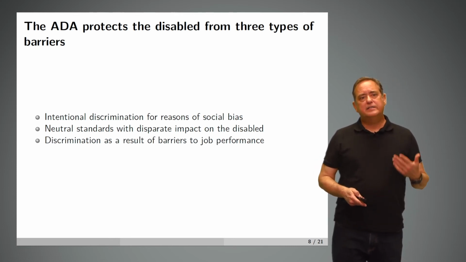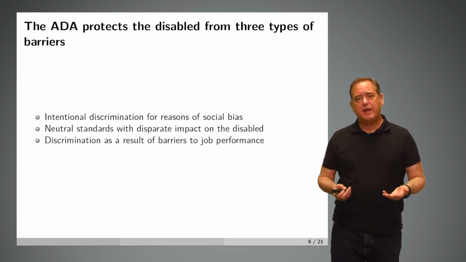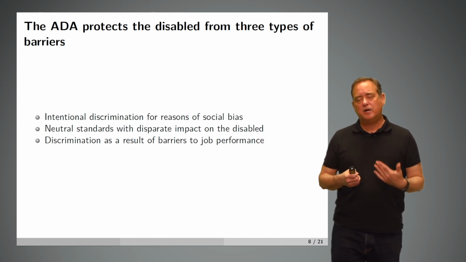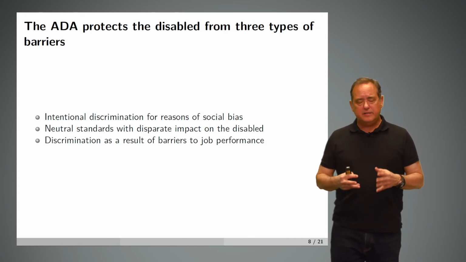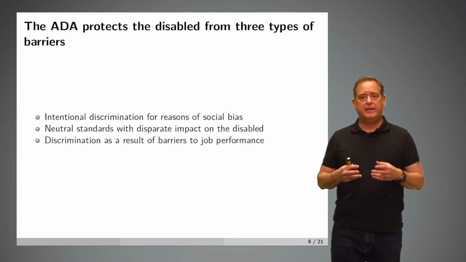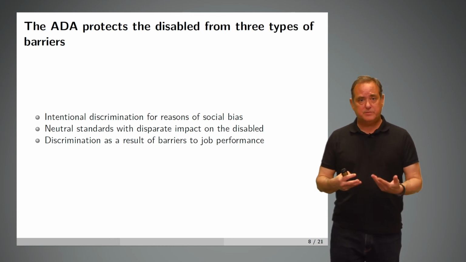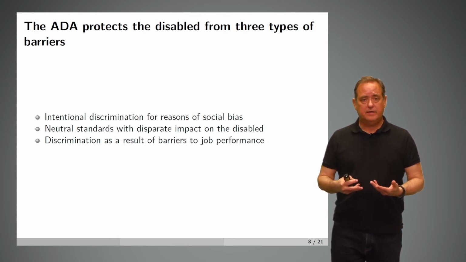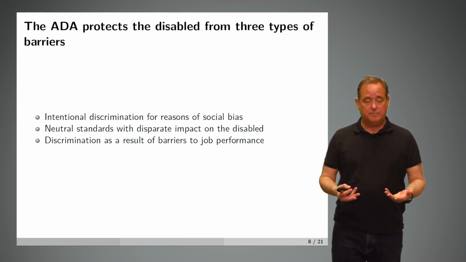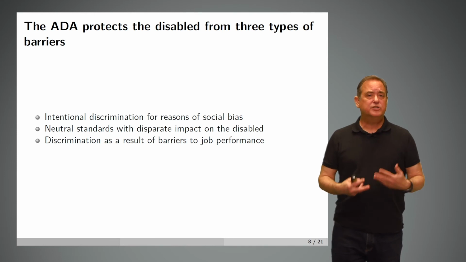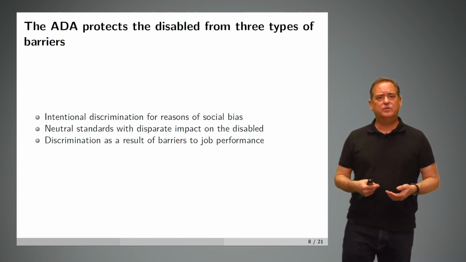And the third is discrimination as a result of barriers to job performance. And when we talk about barriers, we're primarily talking about physical barriers, meaning if there are steps to get into the company, to the employer, and you want to apply for a job, but you're in a wheelchair and you can't navigate the steps, then that's a barrier to your job performance. You cannot get in the door, literally cannot get in the door.